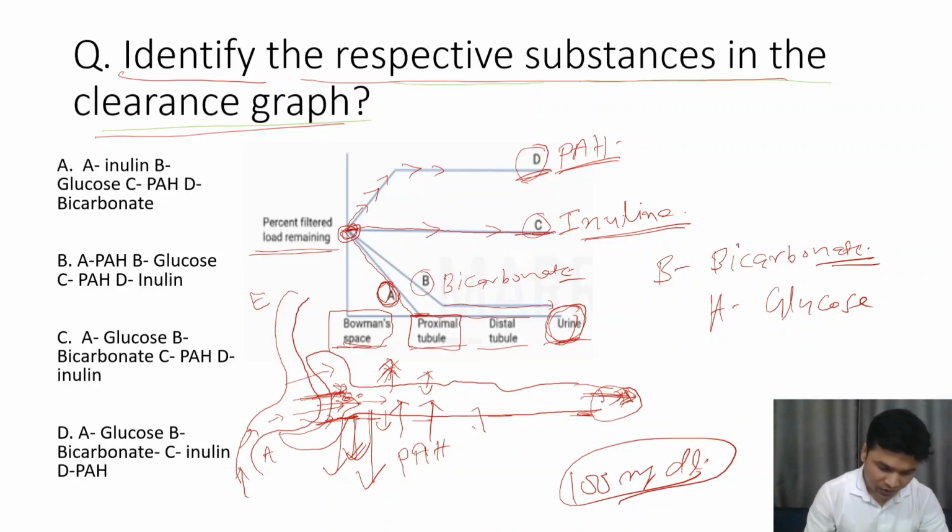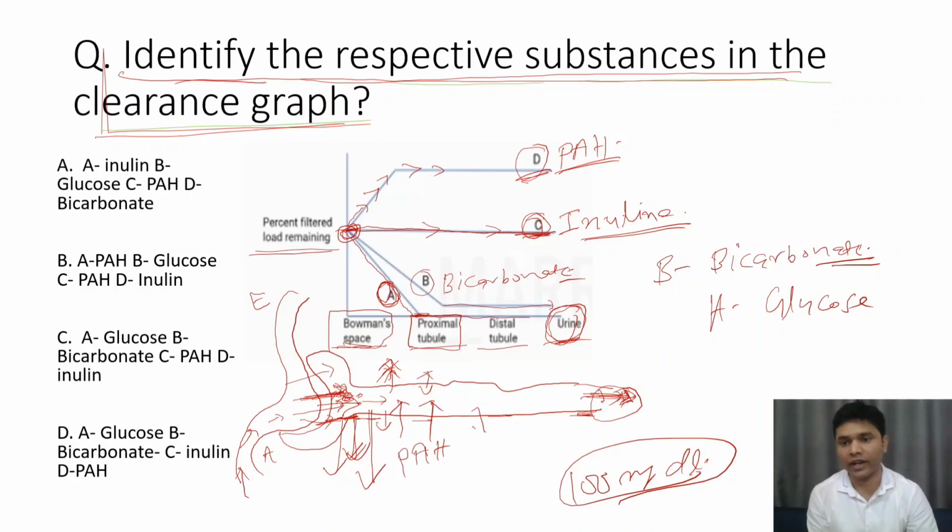Okay, so clear. Here we had to identify the respective substances in the clearance graph. We can clearly see inulin has no change. Whatever is filtered here is excreted in urine; that is inulin. The D graph shows whatever is filtered, more than that is excreted in urine, meaning some more amount is secreted. So that is actually para-aminohippuric acid. Then the A graph is showing almost 100% is reabsorbed, nothing left in urine. So that is actually glucose.